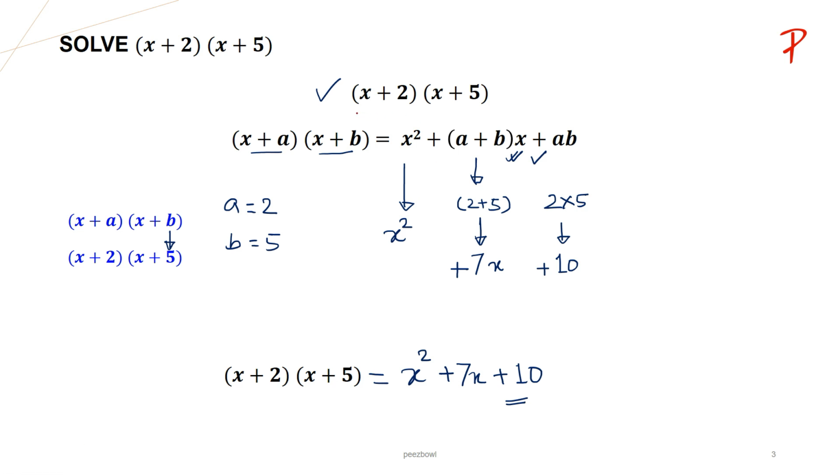So let us recap quickly. For (x + 2) multiplied by (x + 5), first we wrote x square, then we added a and b, that is 2 + 5, and the result is 7x. We wrote 7x after x square. And then we multiplied a and b, that is 2 and 5, and that is 10, we wrote at the place of ab, right? So the final answer is x square plus 7x plus 10. This is your expanded expression.